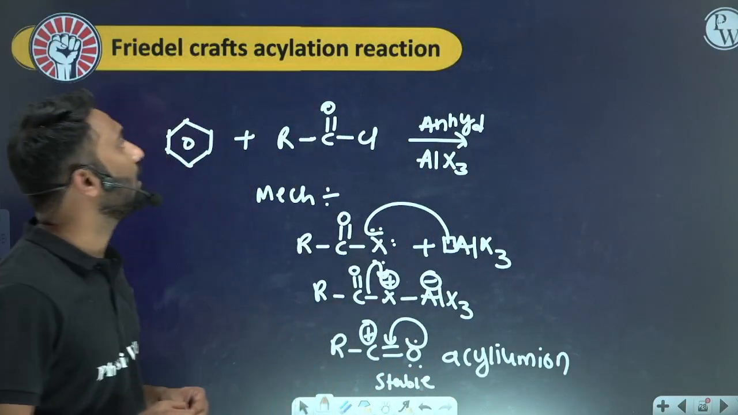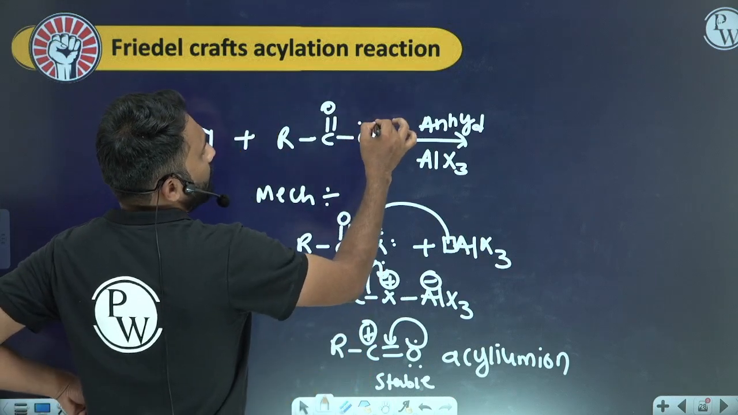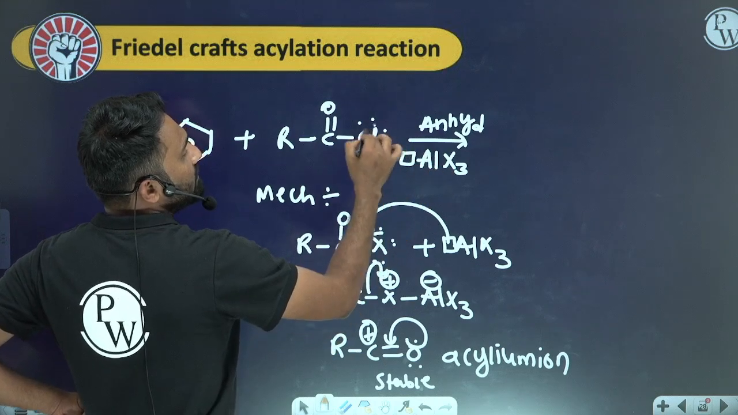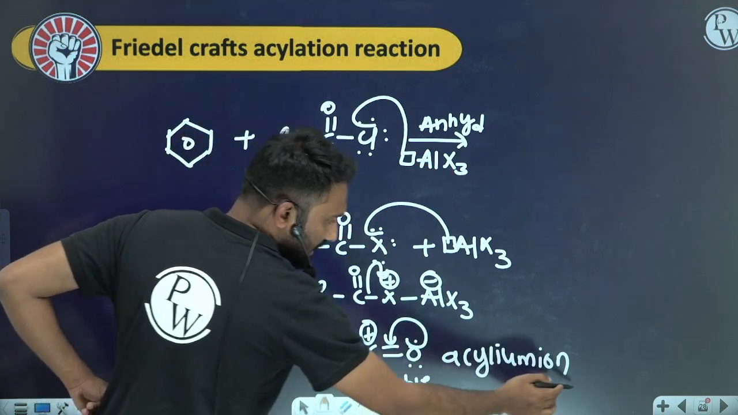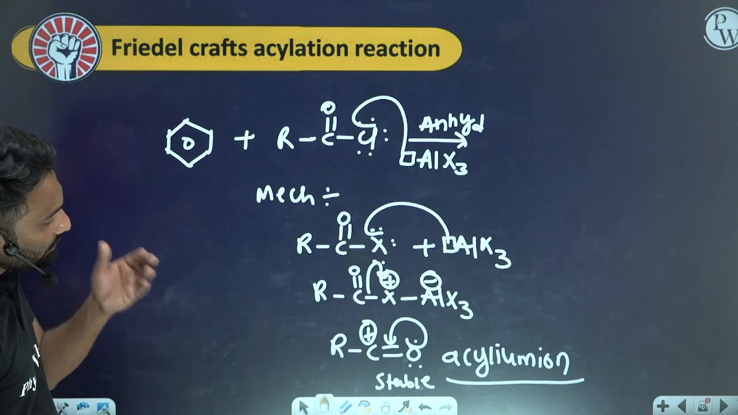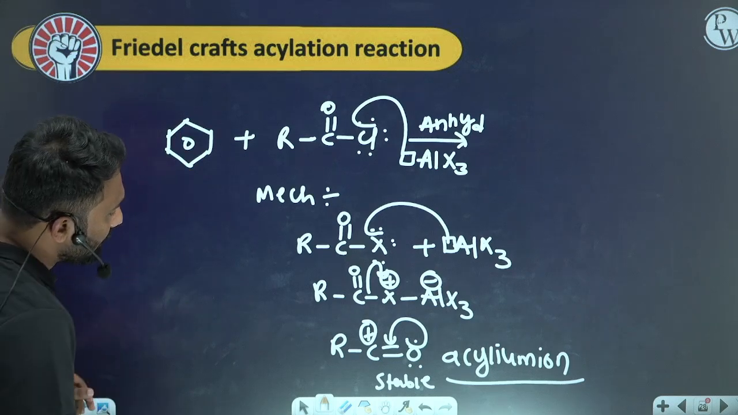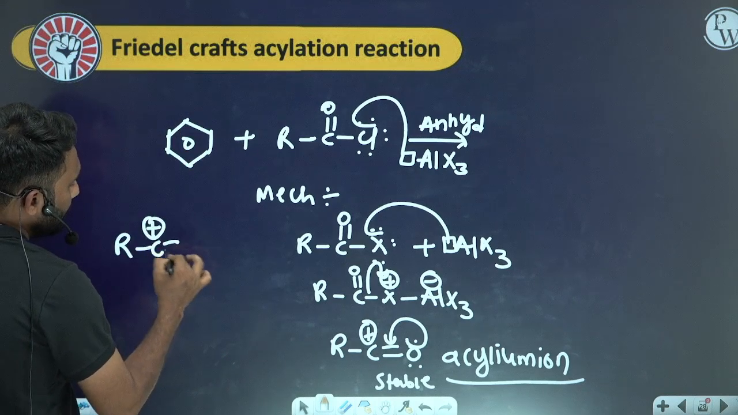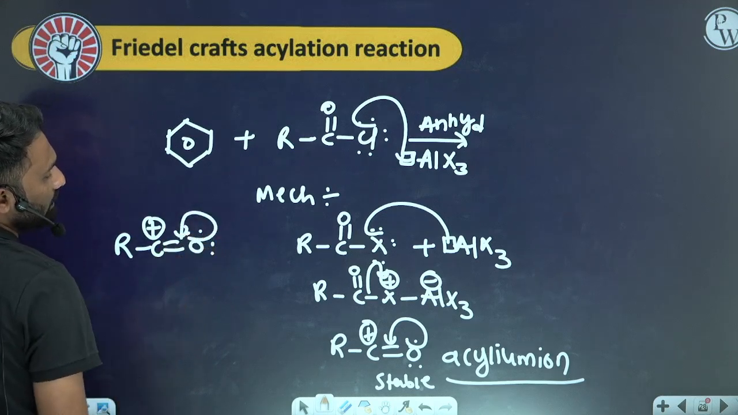Next, Friedel-Crafts acylation. Same here, this is having the Lewis acid, it will take the bond pair of electrons and we have generated the electrophile, that is an acylium ion. Acylium ion is a stable electrophile, because here this carbocation is stabilized by resonance. There is a lone pair on the oxygen, so it is stabilized by resonance.